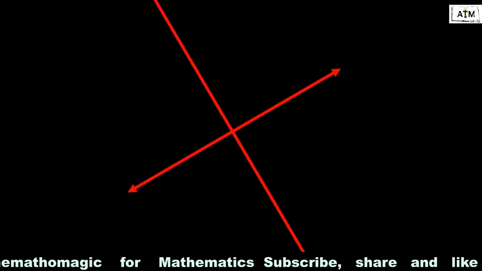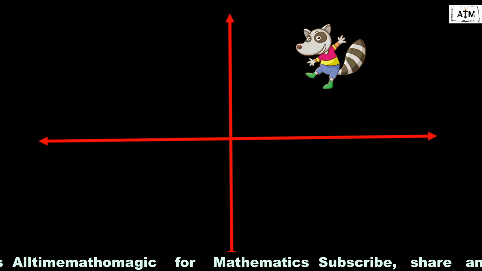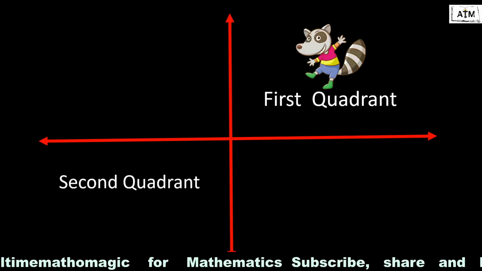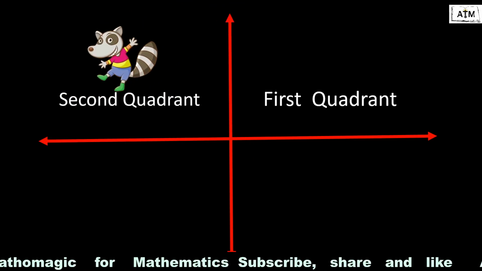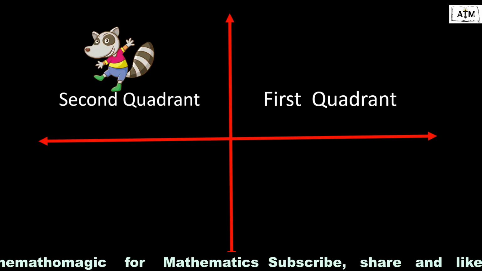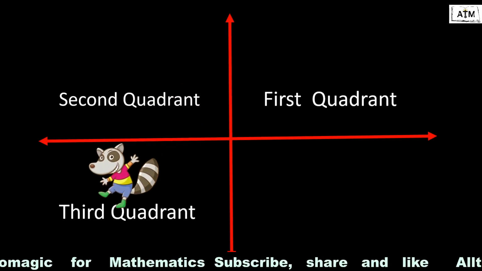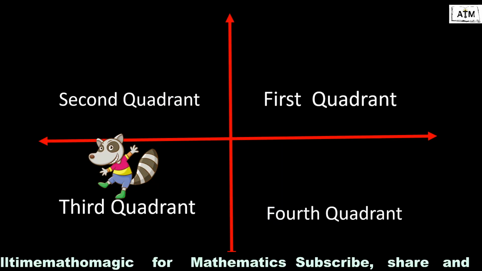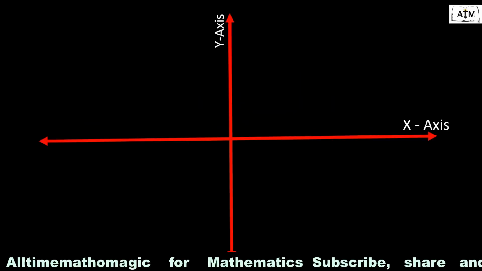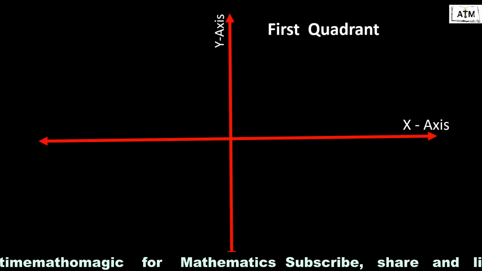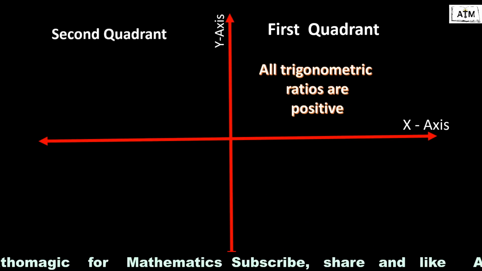Study of trigonometry is based upon 4 quadrants. First quadrant, second quadrant, third quadrant, and fourth quadrant. In the first quadrant, all trigonometric ratios are positive.